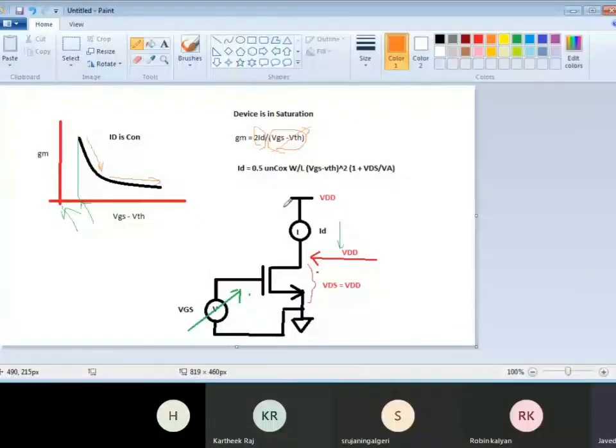Now, which is your independent variable in the current equation? The independent variables are mu and VGS minus VTH. VGS minus VTH is one independent variable. Which is the other one? VDS will be the other one. Okay. Now, if you vary these two, your ID will change.